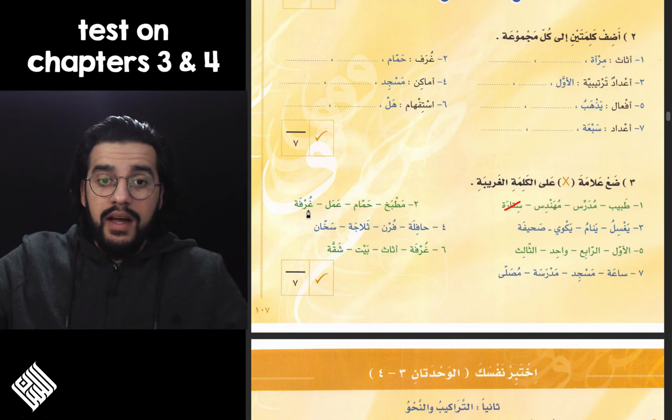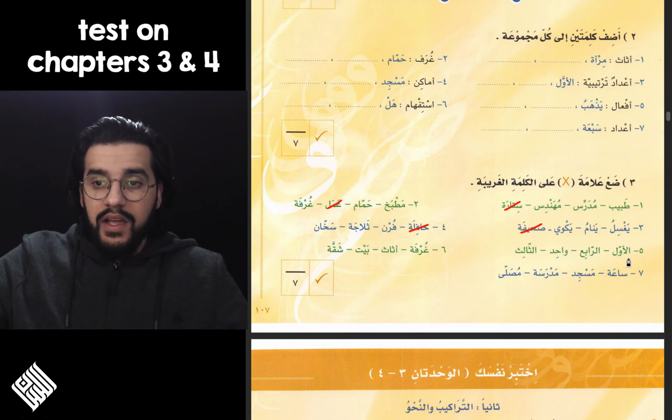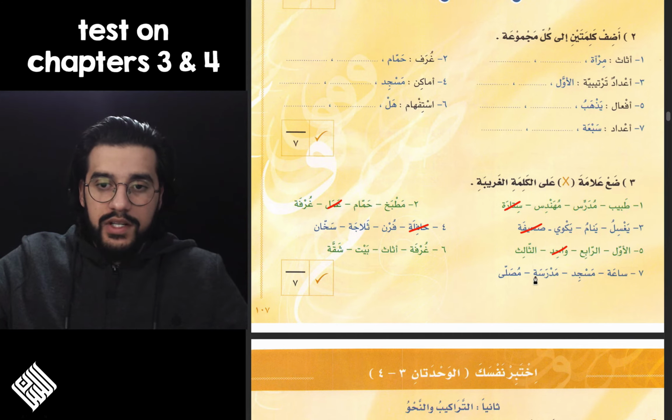مطبخ, حمام, عمل, غرفة, these are all places apart from عمل, of course, which means work. يغسل, ينام, يكوي, these are verbs, but صحيفة is not. حافلة, فرن, ثلاجة, سخان, of course, حافلة is the odd one, which means bus. الأول, الرابع, واحد, الثالث. واحد is the wrong one because الأول is first, fourth, third. but واحد is just one.